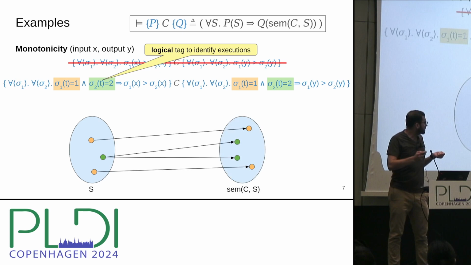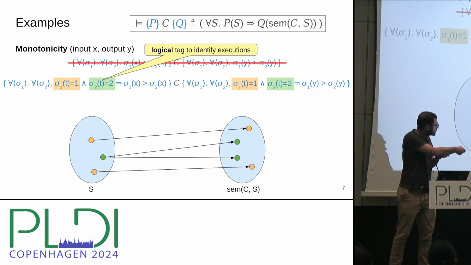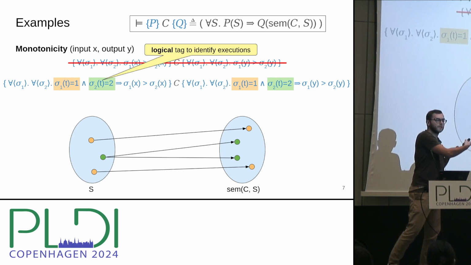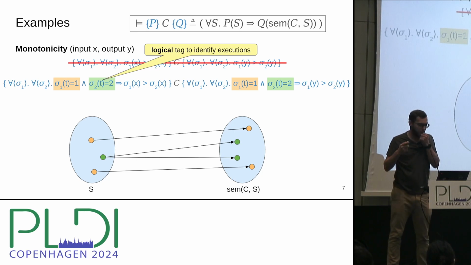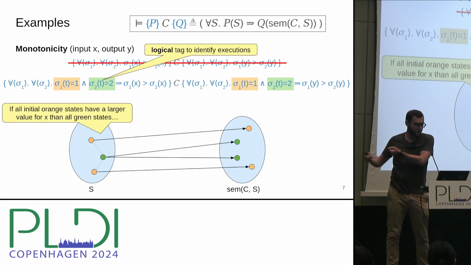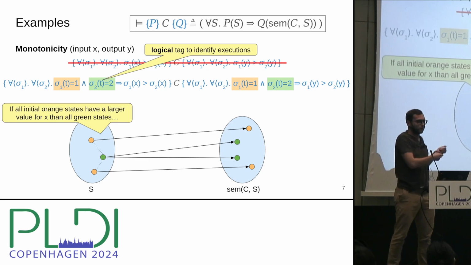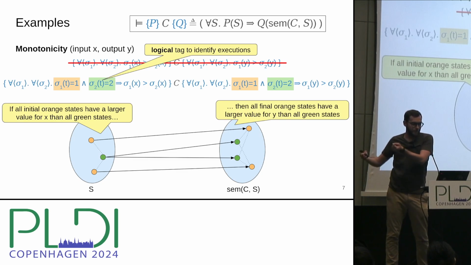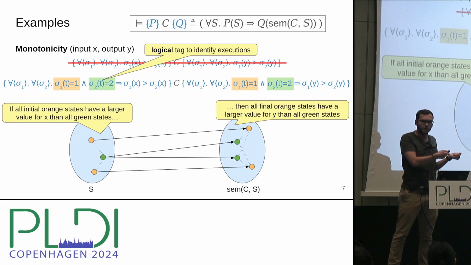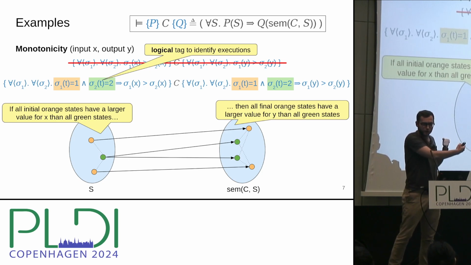And then, as I said, the key part is that those tags are going to be preserved by the execution. So when we are in the postcondition, we can refer to these tags. We can know which execution was the first one and which was the second one. So this triple says that if all initial orange states have a larger value than all green states, and notice that we do not express any relation between the orange states, then all the final orange states have a larger value for y than all green states. This way of expressing 2-safety hyperproperties is a general way for which we can encode relational Hoare logic triples.